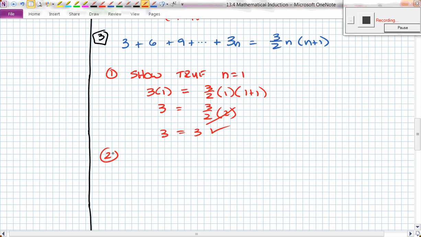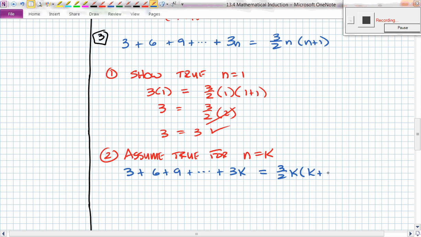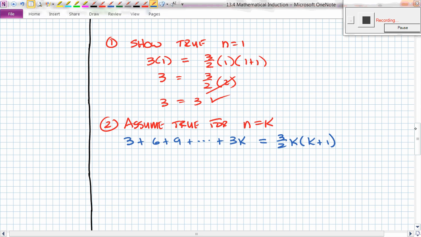Step 2, what's step 2? You assume that it's true for n equals k. So what does that actually physically look like? It looks like this: 3 plus 6 plus 9 plus blah, blah, blah, plus 3k has to sum up to 3 halves k times k plus 1. We agreed? Step 2, done. Easy enough? Step 1 and 2, that's no problem. Step 3, the setup and the solve, that's where everybody gets hung up.